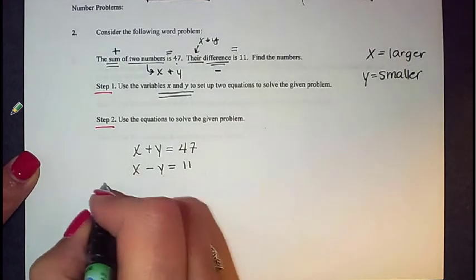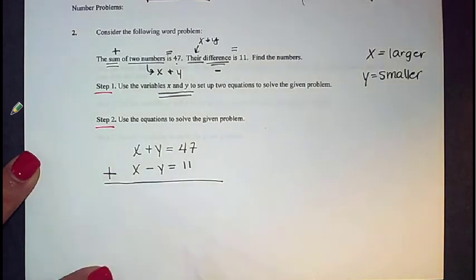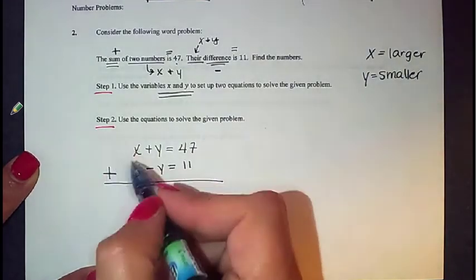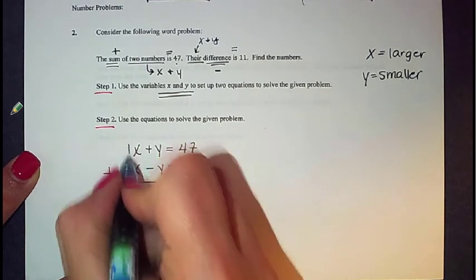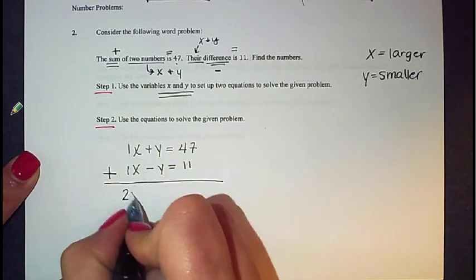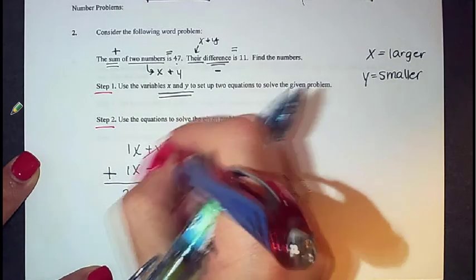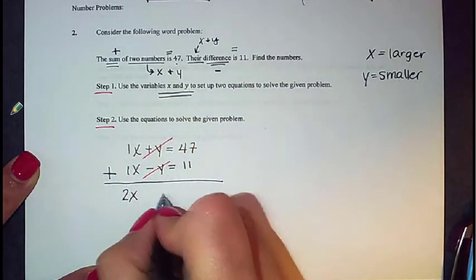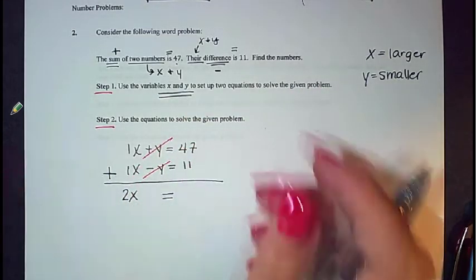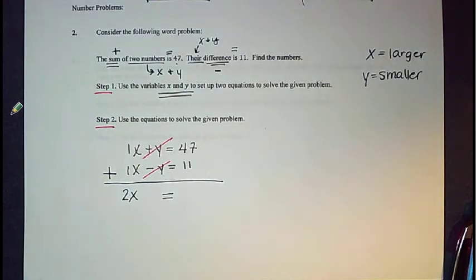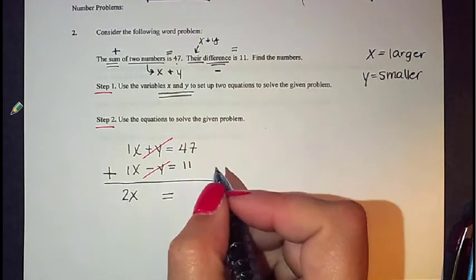I'm going to go ahead and take these two equations and add them together using our addition method. X plus x, remember there's a 1 in front of each one of these, so that's going to give us 2x. Our y's are going to cancel out. And 47 plus 11 is going to give us 58.